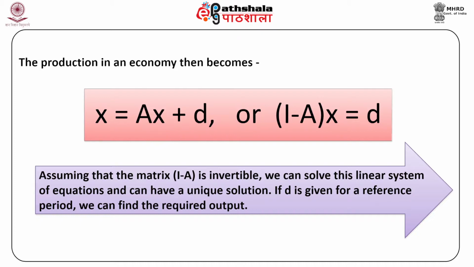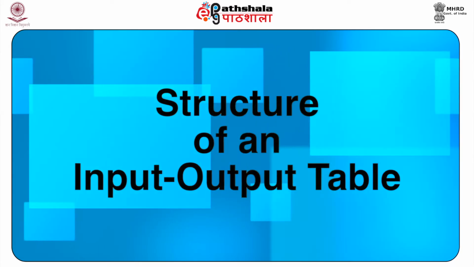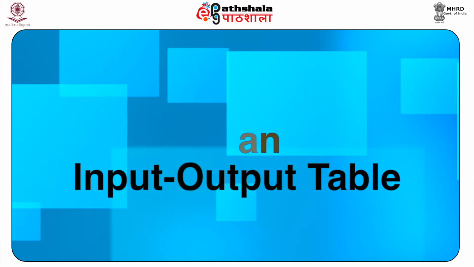Assuming that the matrix I - A is invertible, we can solve this linear system of equations and can have a unique solution. If D is given for a reference period, we can find the required output. Following the Hawkins-Simon condition, principal minors of the matrix I - A are all positive values and X should have a non-negative value. Now let us look at the structure of an input-output table.